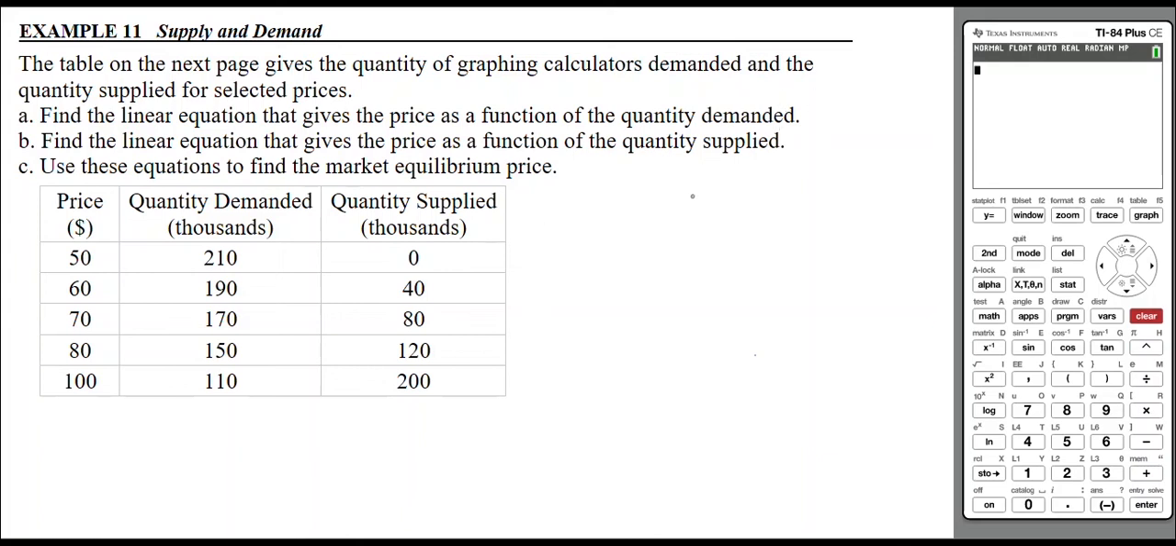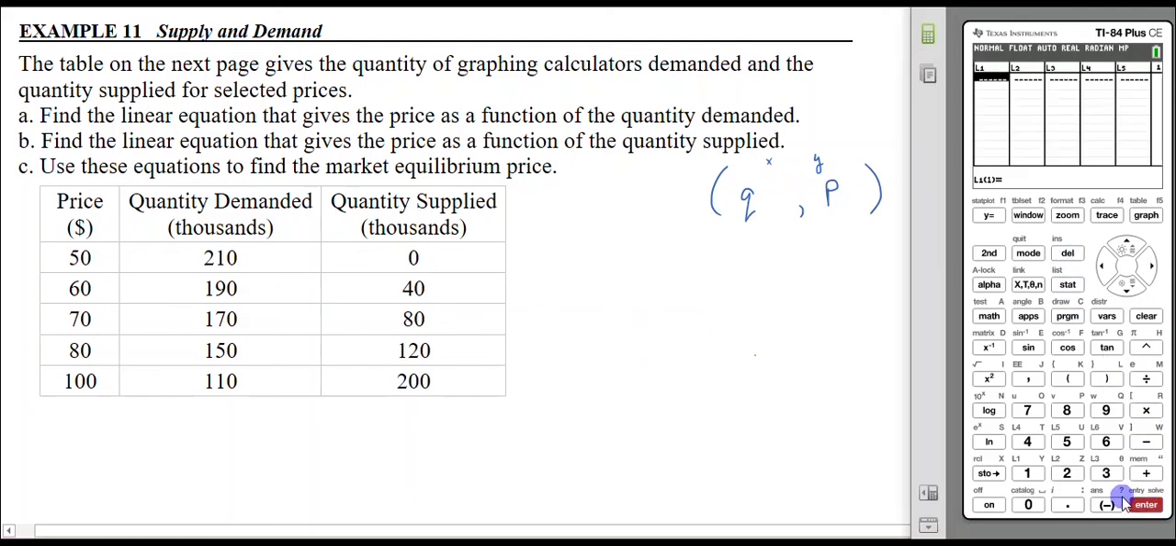I think it is of great help if we can identify in these problems what the independent variable and dependent variables are. So for this one, we are supposed to find a linear equation that gives the price. So your price is going to be a function of the quantity demanded. Usually we have a function of x. So P is going to be the y and Q is going to be our x in this instance.